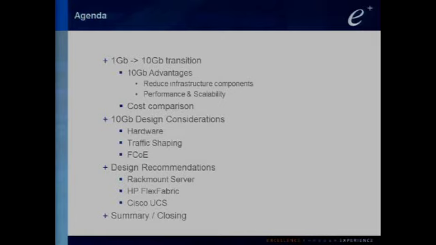I'll also be talking about traffic shaping and different options you have to manage that traffic when you go from multiple 1 gig links to a single 10 gig link or converged. And lastly, we'll cover Fibre Channel over Ethernet. Then at the very end, I'll go through the design recommendations, which I think are the meat of the presentation here. Really, some specific recommendations for any environment with 10 gig, and then some specifics with rackmount, Cisco UCS, and HP FlexFabric. And then we'll close out.